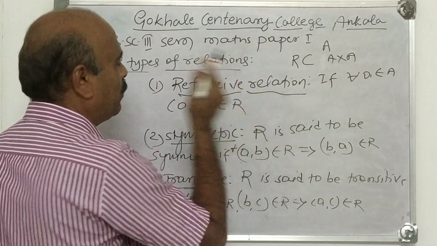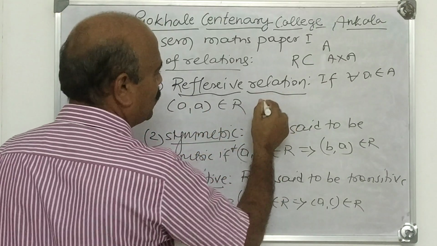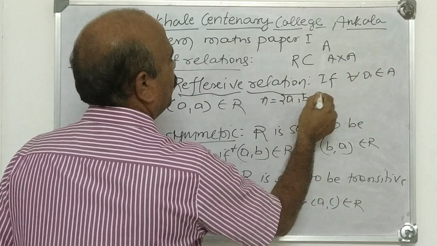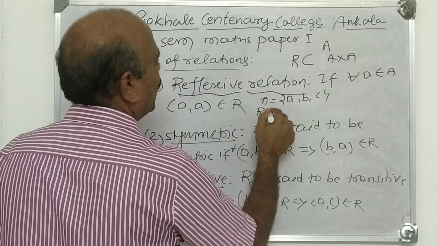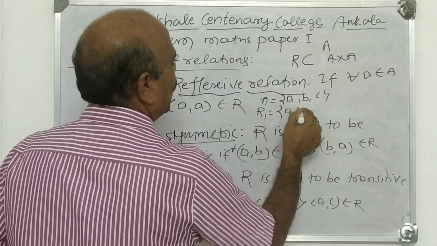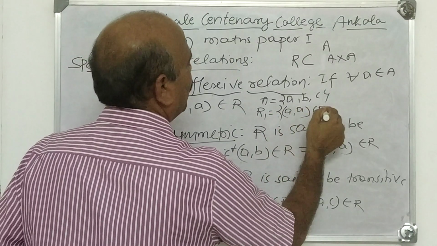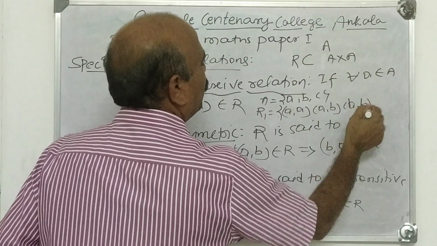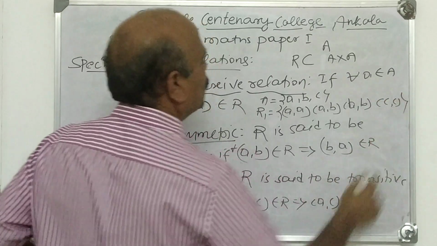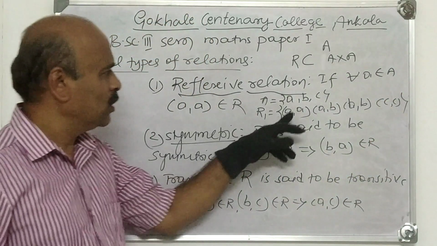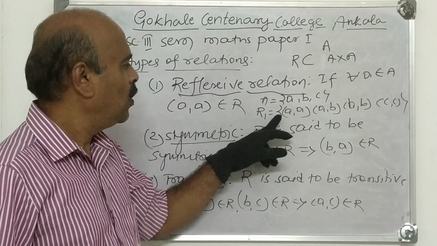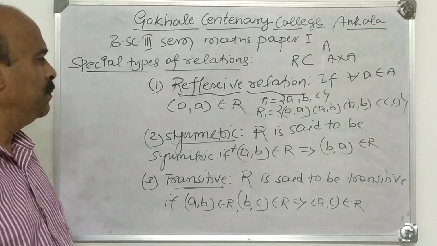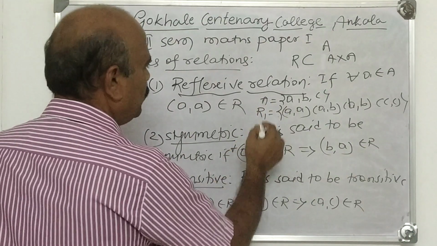Now what is an example for a reflexive relation? Suppose capital A is {a, b, c}. Then I take relation R1 as {(a,a), (a,b), (a,c), (b,b), (c,c)}. Now this relation is reflexive because for all a, b, c belonging to A, the ordered pairs (a,a), (b,b), (c,c) are there. Therefore it is reflexive.